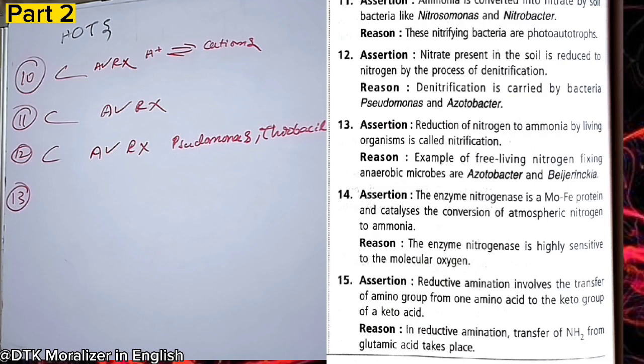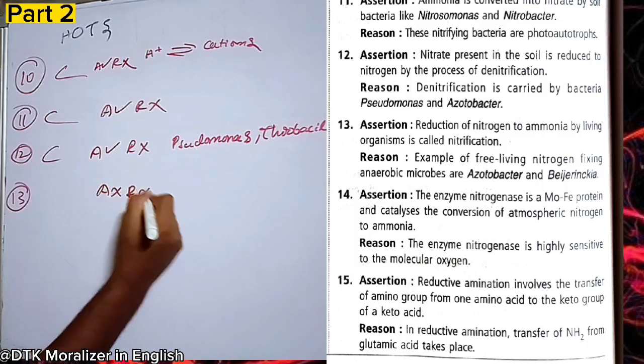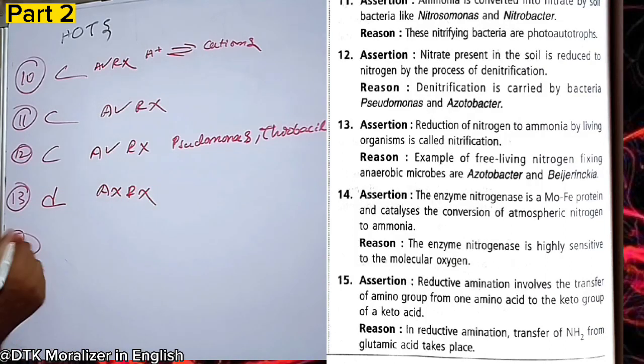Now question number 13. The reduction of nitrogen to ammonia by living organisms is called nitrification. Nitrogen to ammonia, no, that is N2 fixation. Reason: examples of free-living nitrogen-fixing anaerobic microbes are Azotobacter and Bacillus. No, these are N2-fixing aerobic free-living bacteria. Assertion and reason are both false. So option D.